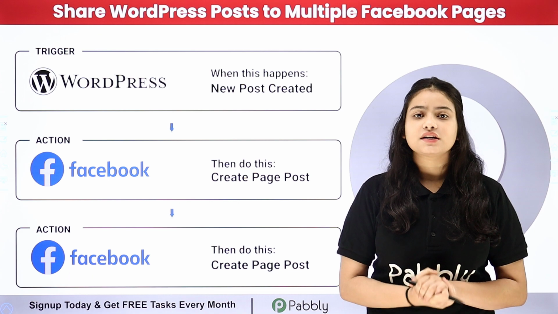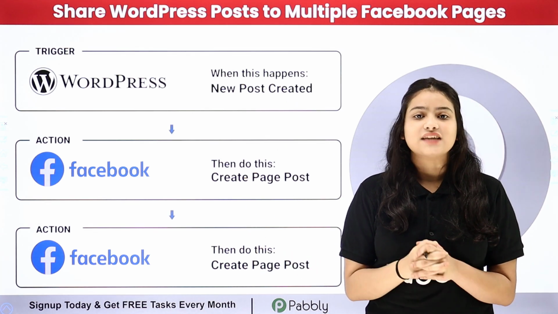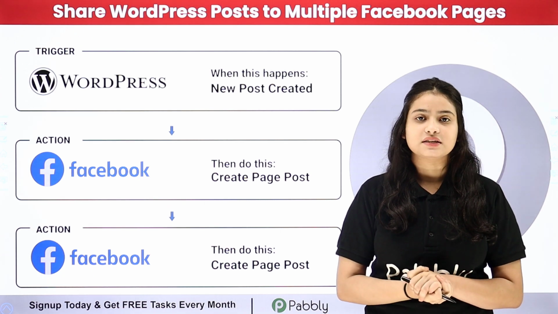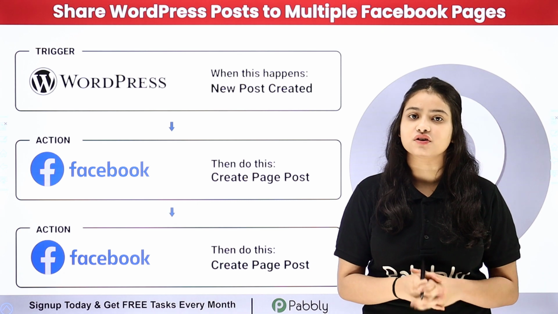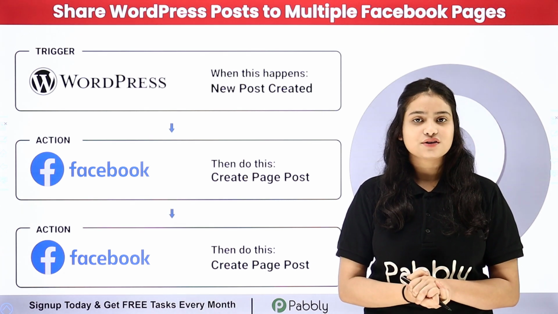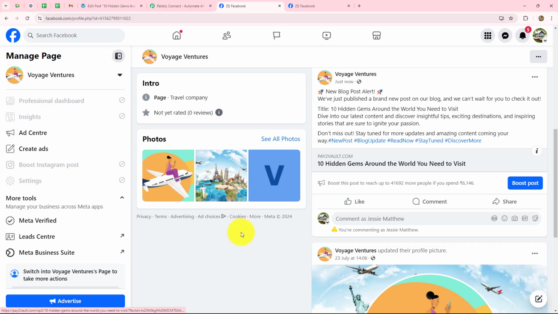For that, we have to set up the connection between WordPress and multiple Facebook pages, and that we are going to do without the requirement of any coding and programming skills with the help of Pabbly Connect, which is an amazing automation and integration software. So if you also want to learn this amazing automation step by step, for that you have to come towards my screen. Welcome to my screen everyone.